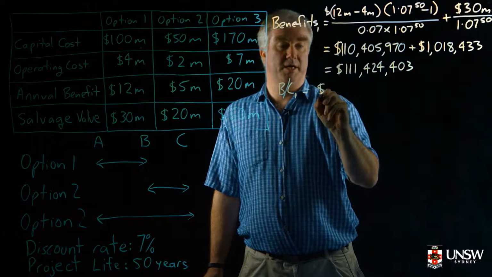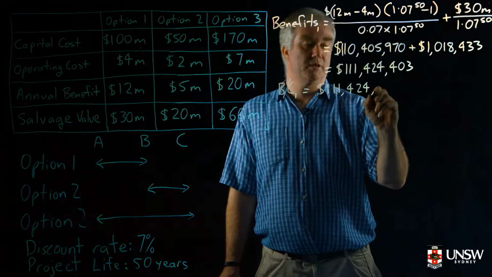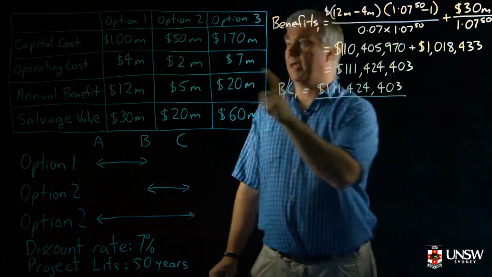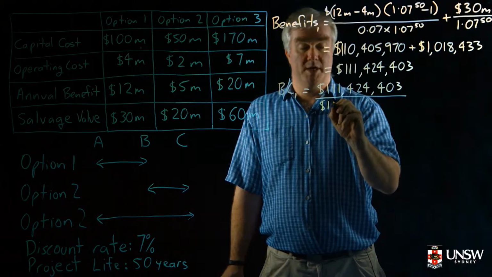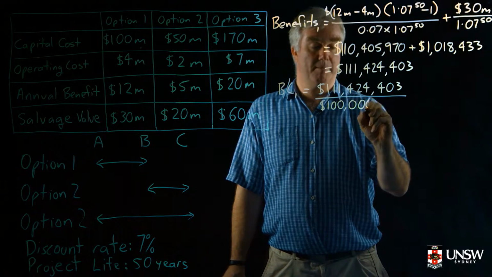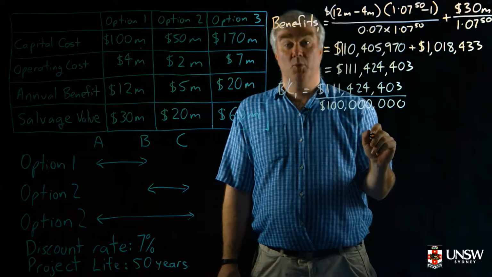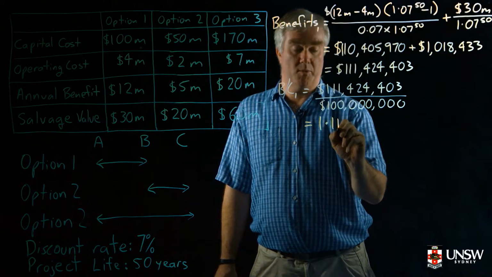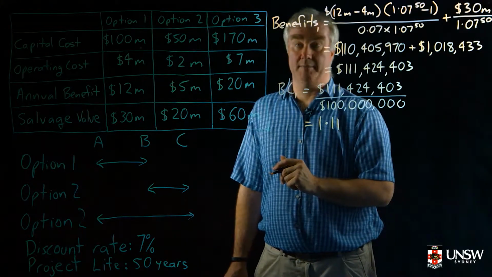So it's going to be 111,424,403 divided by the capital cost. Remember, we're only using the capital cost because we use this to find out how much of our budget that we have to spend this year should be used. So when we do this division, we end up with a benefit cost ratio of 1.11. Sounds good. We should put in a freeway between A and B.